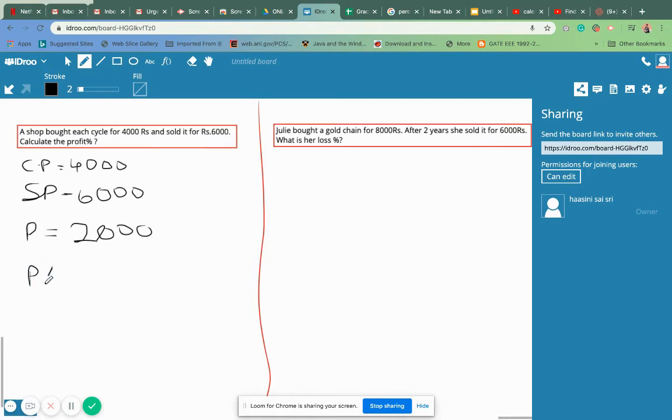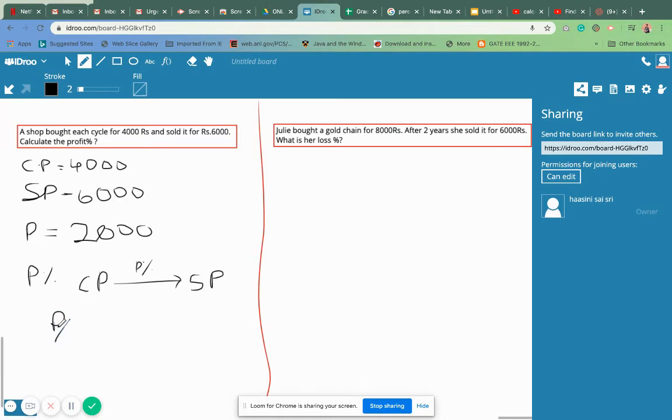To find the profit percent, I'm going to make my flow chart. First comes my CP, and to my CP, I get my selling price. For my CP to be converted into the selling price, there is a profit percent that's being added. Profit percent is similar to the increase percent, and loss percent is similar to the decrease percent.